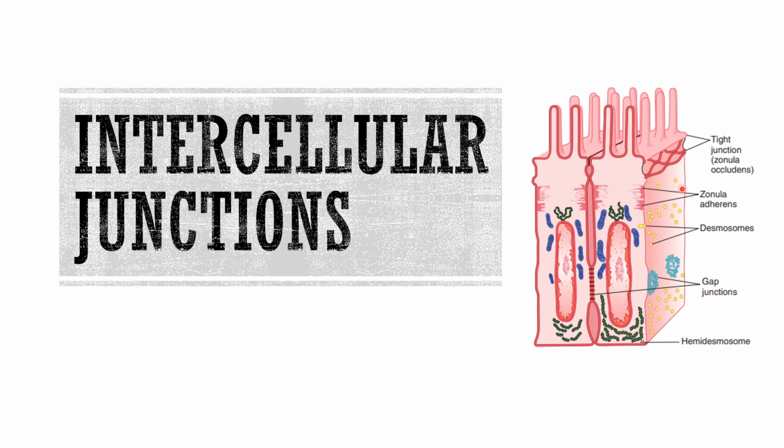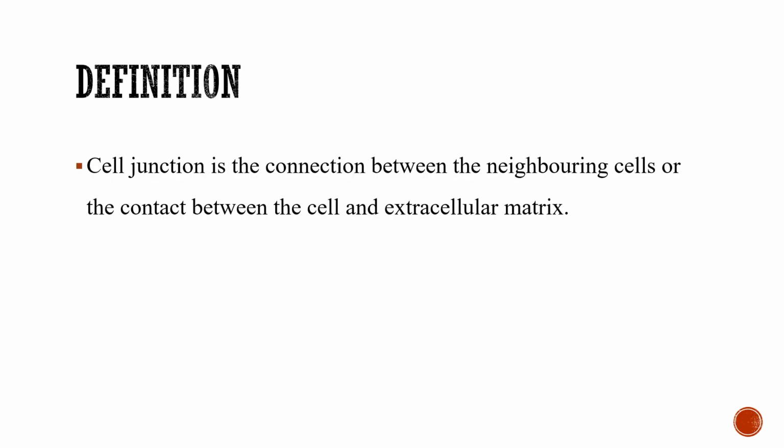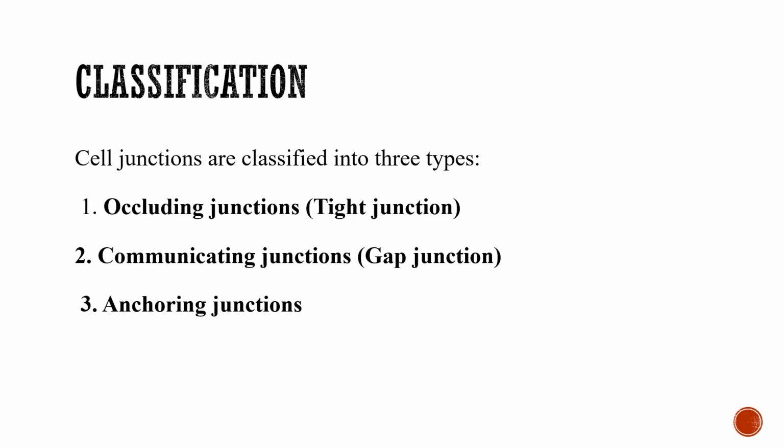We will study in detail about these junctions: tight junction, gap junction, adherent junction, what is desmosome and hemidesmosomes, and what is the function of each junction separately. So what is the definition for intercellular junction? It is the connection between the neighboring cells or between the cell and the extracellular matrix. So simply we should know that it is the connection between cell to cell or between the cell and the extracellular matrix. So that is the definition for intercellular junction.